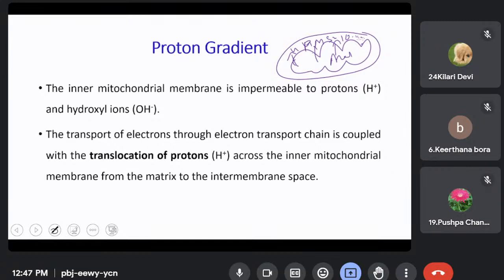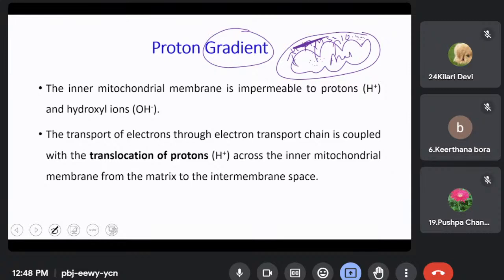So when the concentration increases on one side and decreases on the other side, there is a difference in concentration. And this difference is called a gradient. Thus, a proton gradient is established. That means here there are more protons, here there are very few protons. A proton gradient is established.